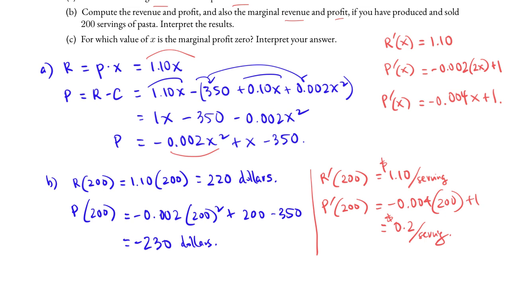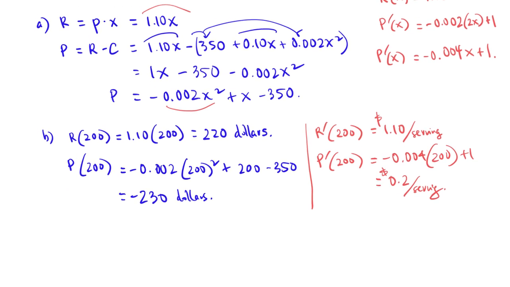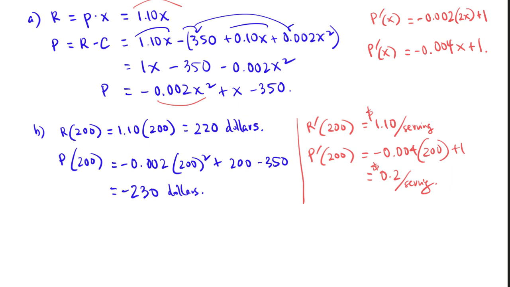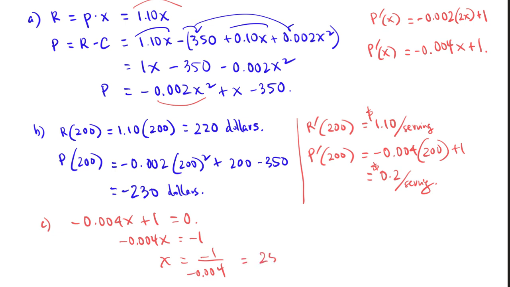For which value of x is the marginal profit 0? Interpret your result. If we want to know what value of x would make the marginal profit 0, then we simply take the marginal profit equation, which is negative 0.004x plus 1, and then we set it equal to 0. And so negative 0.004x equals negative 1. x equals negative 1 over negative 0.004. And so we get 250.